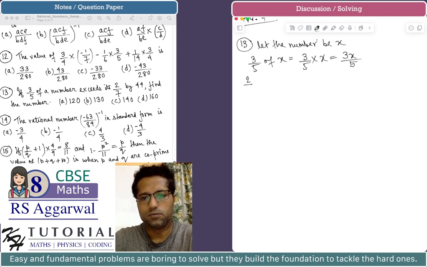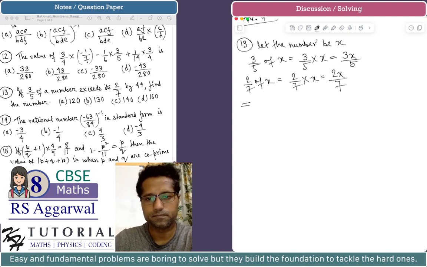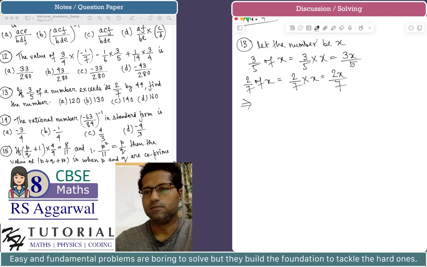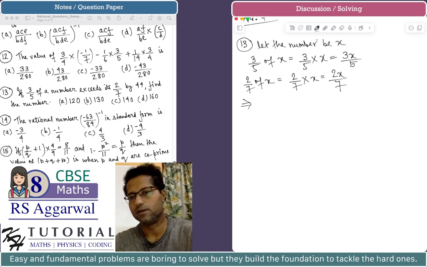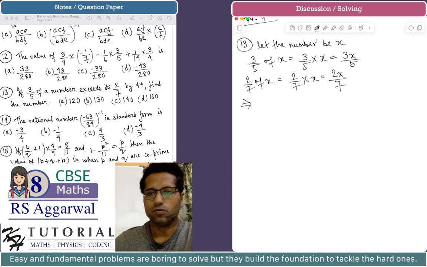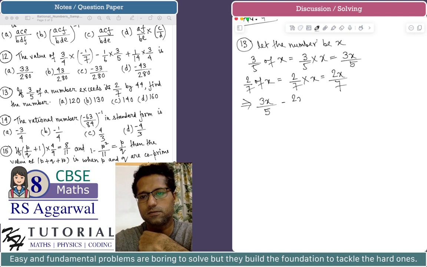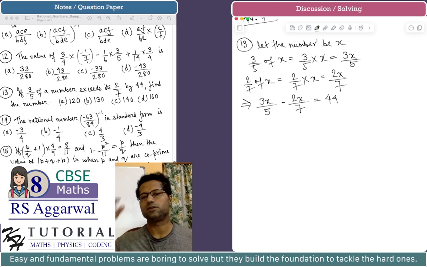2/7 of x is equal to 2/7 multiplied by x. This is equal to 2x by 7. So it is given that 3x by 5 exceeds 2x by 7 by 44. So this implies 3x by 5 minus 2x by 7 is equal to 44. It says that 3x by 5 exceeds 2x by 7. So 3x by 5 is more and the difference is 44.